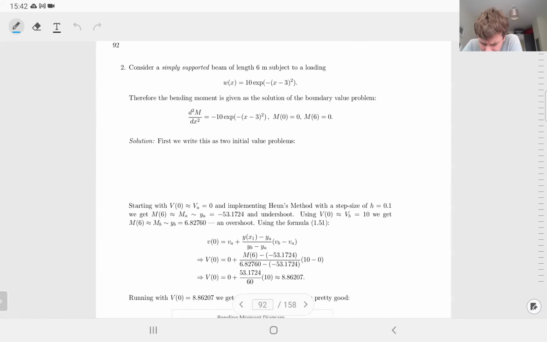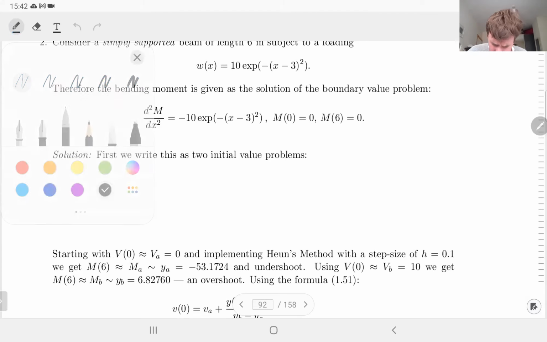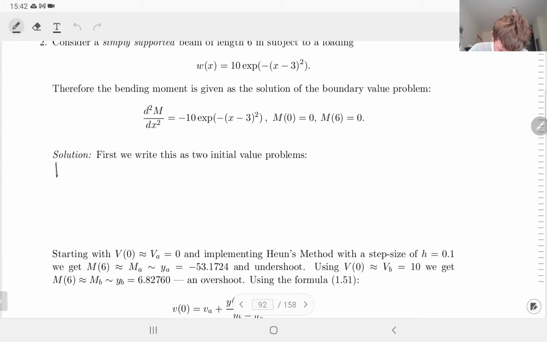A simply supported beam. Okay, so we've got a differential equation. And again, we have the moment M at 0 and 6. So that's a boundary condition. We know at x equal to 0 and x equal to 6 what we want. We don't have the initial value of the slope. So we'll write this as two first orders. So we let V equal to the first derivative.